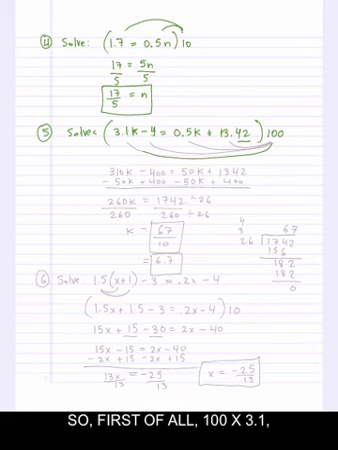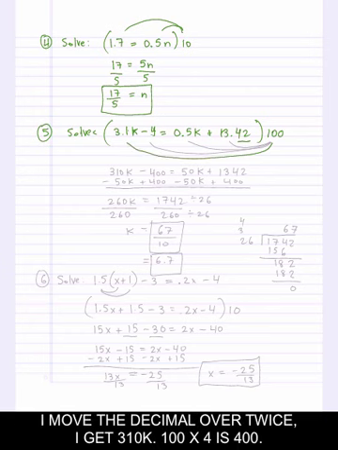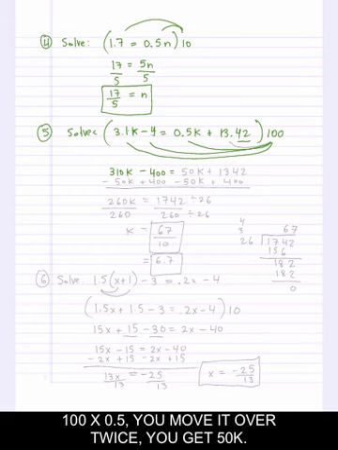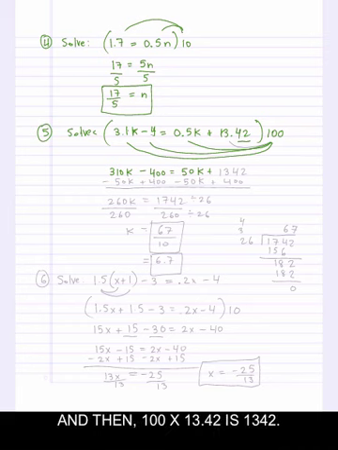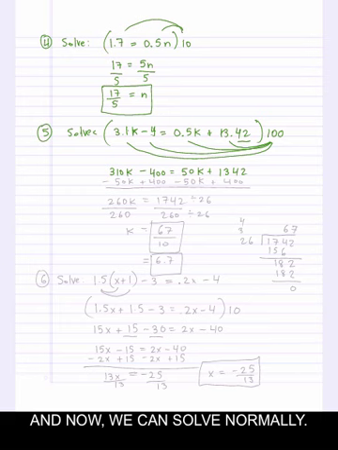So first of all, 100 times 3.1, I move the decimal over twice, I get 310k. 100 times 4 is 400. 100 times 0.5, you move it over twice, you get 50k. And then 100 times 13.42 is 1342. And now we can solve normally.